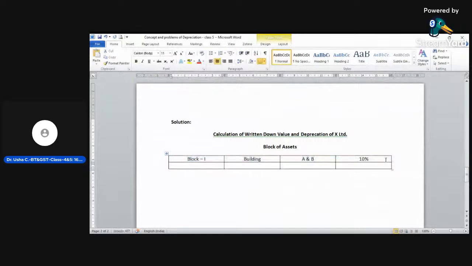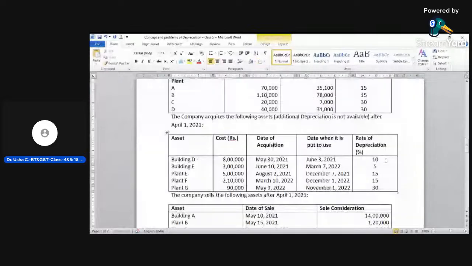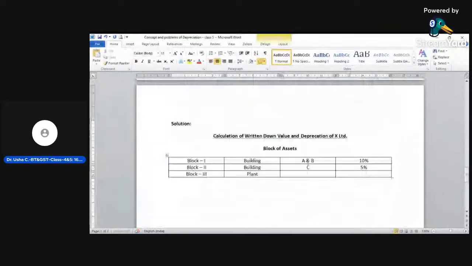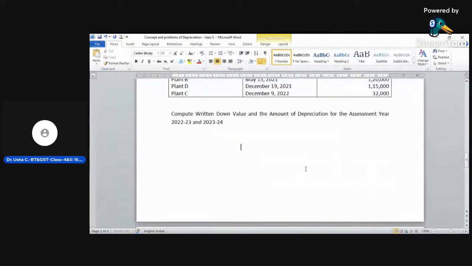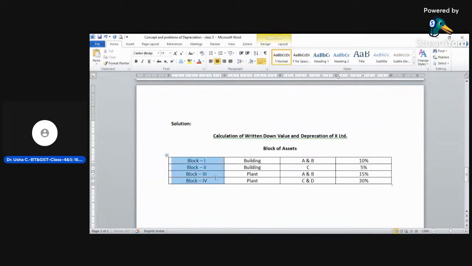And block 2 is also building. The asset is C and the rate is 5%, whereas the next block is block 3. Block 3 is plant, and the assets are plant A and B with 15%. Then block 4 is plant C and D with 30%. Am I correct? Yes, C and D with 30%. So these are the four blocks of assets.